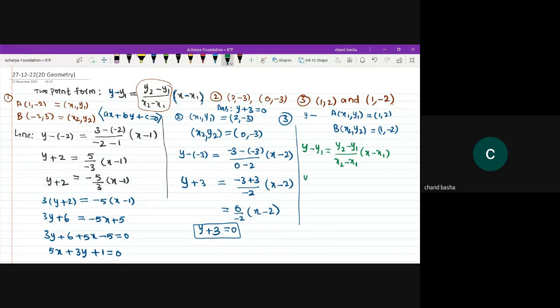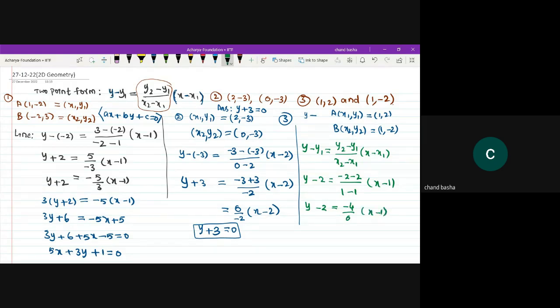So y minus, what is the y1 value, guys? Is it 2 or not? Is equal to y2 minus y1 divided by x2 minus x1 into x minus x1. The x1 value is how much? It is 1. Now, there is a problem, sir. You will get undefined, minus 4 divided by 0, x minus 1.